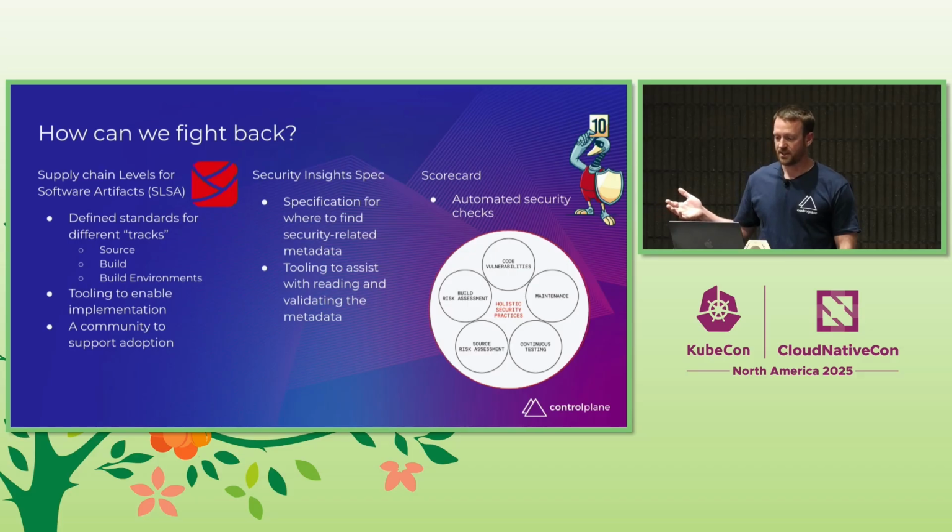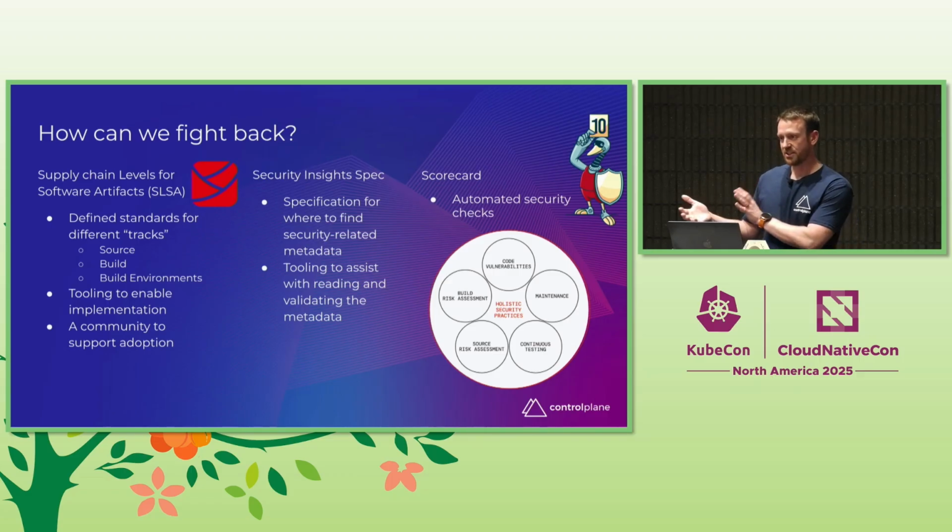The other part on here is Scorecard. This is automated security checks, and it's really helpful for projects to be able to go step by step. Maybe we start out failing every single check, but we can fix just one. We can do this one thing to make this one very concrete part of our security posture better.